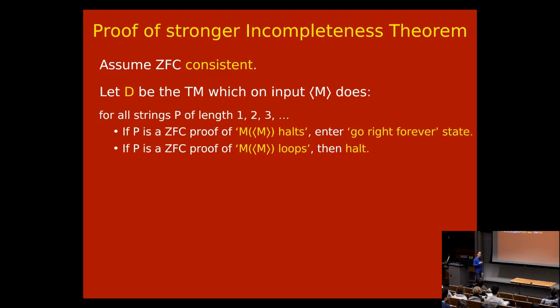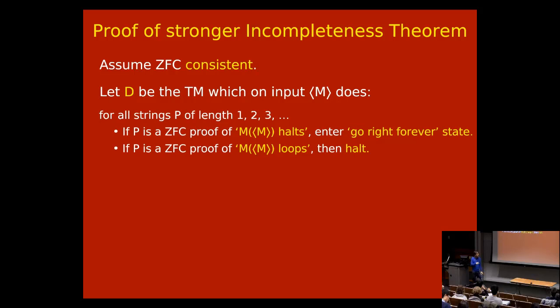As always in these proofs, you do it by inventing a weird Turing machine and reasoning about it. It's going to be very similar to the one we saw before. So let D be the Turing machine which takes as input a piece of code, a Turing machine M. And what does it do? It goes through all strings and checks whether it's a valid proof of the statement M halts when run on itself. And if it finds such a proof, it does the opposite.